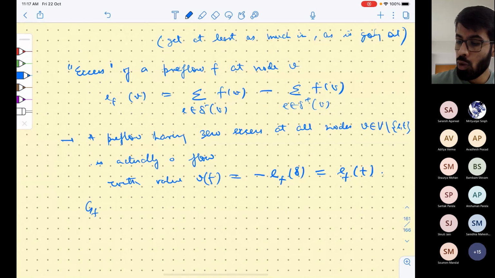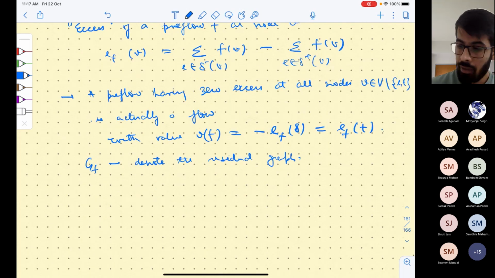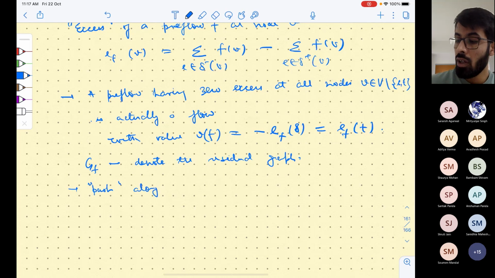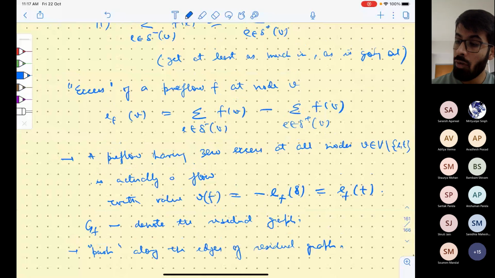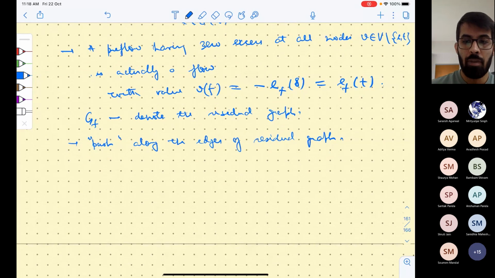And we use G_f to denote the residual graph as before. Exactly the same definition of the residual graph, the forward edges, the backward edges, and so on. And we want to now push again along the edges of the residual graph. Okay, so till now we have just defined this thing called preflow, and we will continue with the idea of the residual graph as we had before.